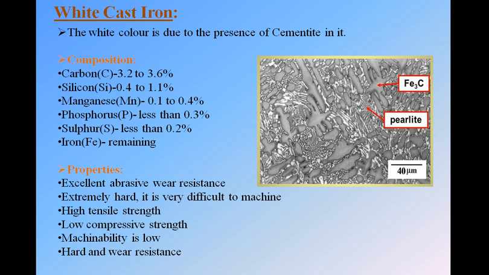Okay, next it has the composition: carbon ranges from 3.2% to 3.6%, silicon from 0.4% to 1.1%, manganese from 0.1% to 0.4%, phosphorus less than 0.3%, sulfur less than 0.2%, and iron, which is the remaining, ranges from 85 to 90%. Okay, then properties: we have excellent abrasive wear resistance, because among these four cast irons, white cast iron is the hardest one. It has a higher Brinell hardness number, so it has excellent abrasive wear resistance.